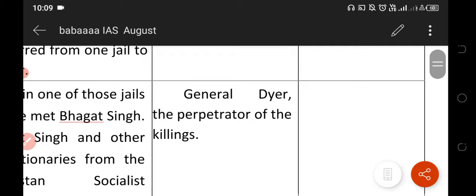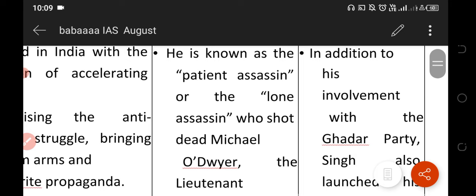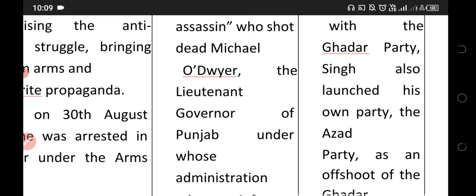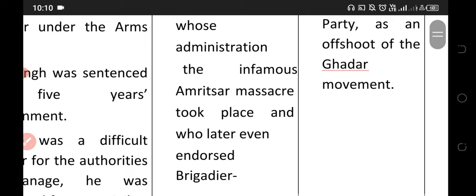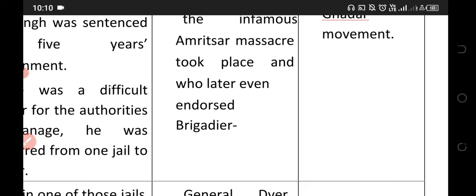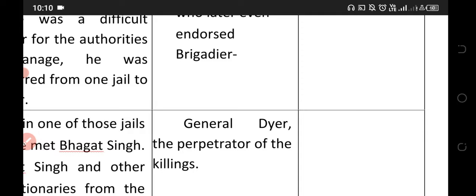You know about what happened in his later years as the patent assassin, or the lone assassin who shot dead Michael O'Dwyer, the lieutenant governor of Punjab under whose administration the infamous Amritsar massacre took place, who later even endorsed Brigadier General Dyer, the perpetrator of the killing.